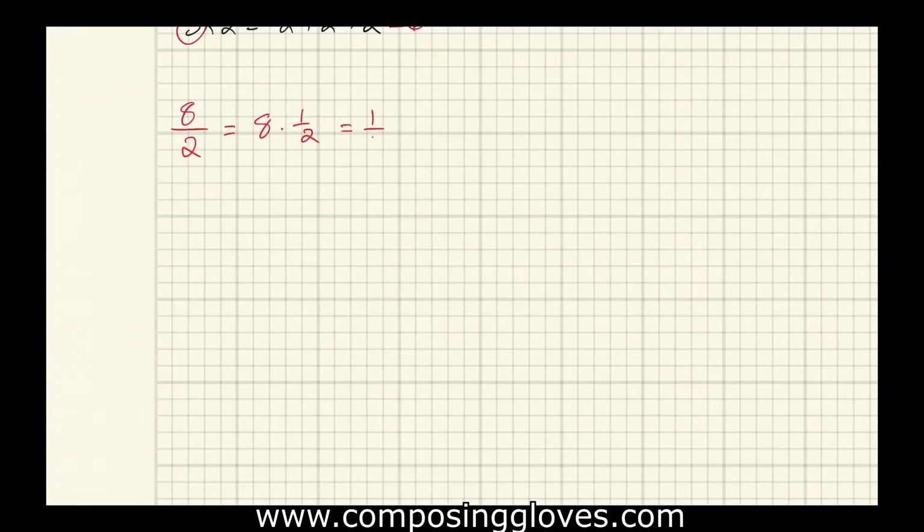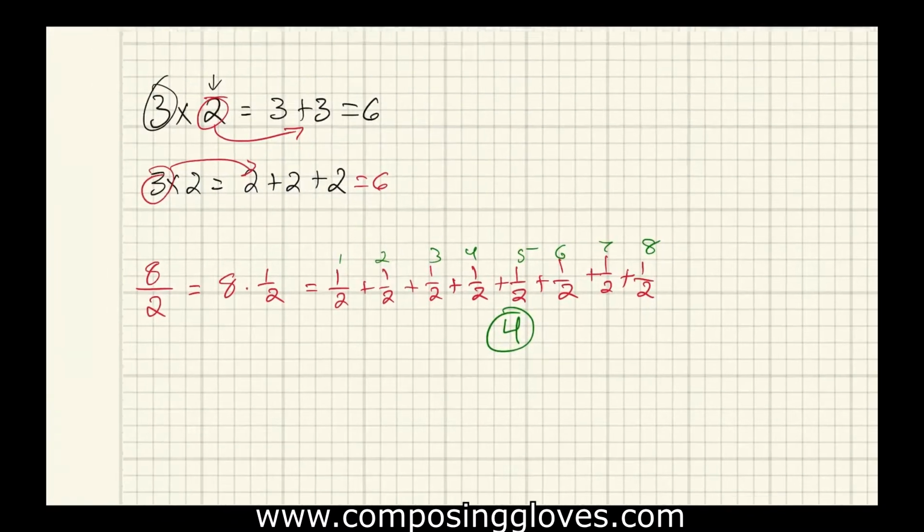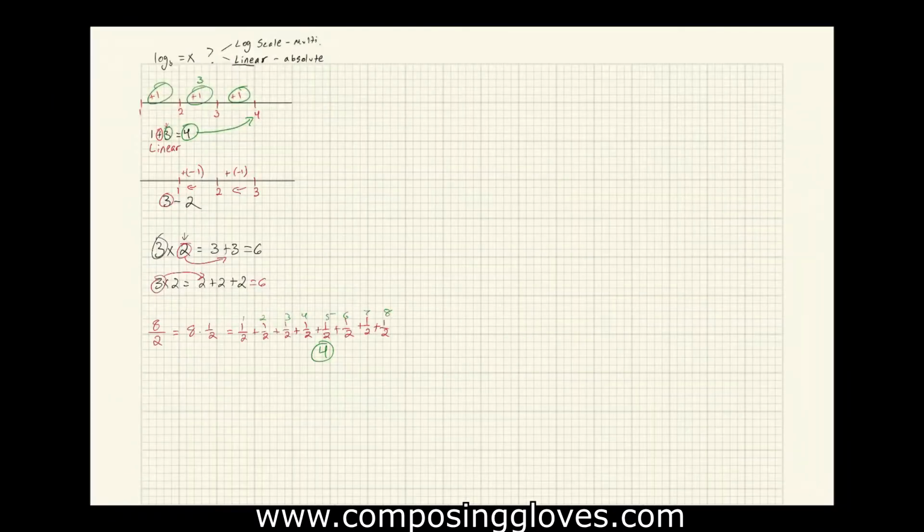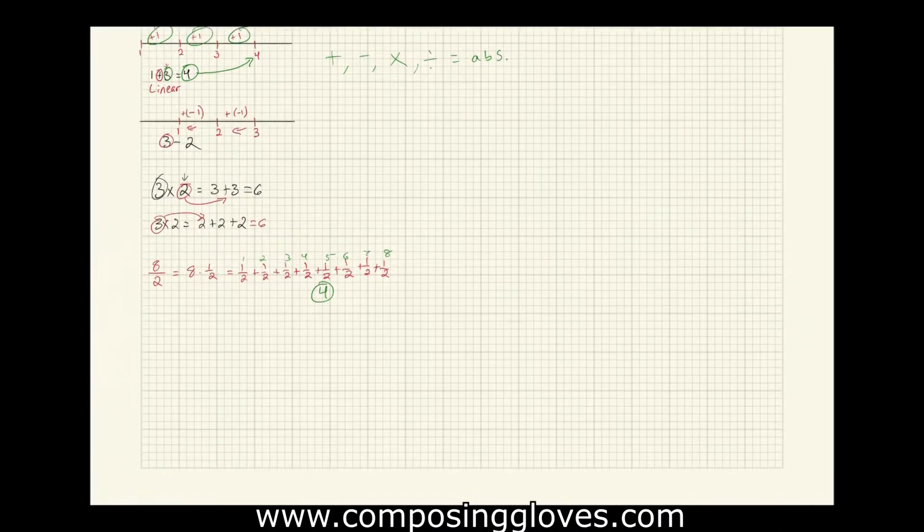So we'll have 1/2 plus 1/2, that's 1. 1/2 plus 1/2, that's 2. 1/2 plus 1/2, that's 3, plus 1/2 plus 1/2. And that will give us the answer of 4. Okay, and we have 1, 2, 3, 4, 5, 6, 7, 8. So we notice, hey, we just found out something. We found out that addition, subtraction, multiplication, and division are all on an absolute scale. They can all be expressed as addition.